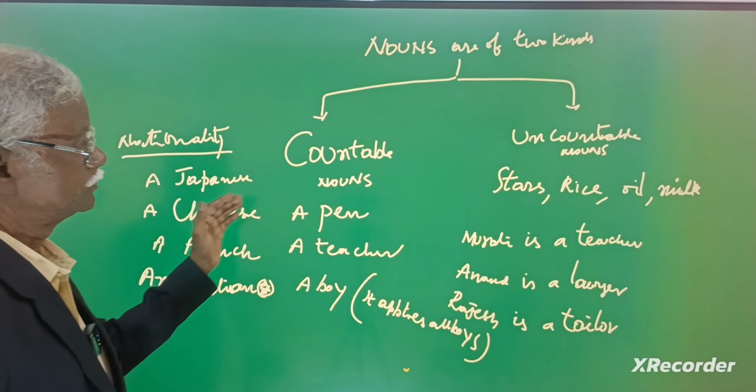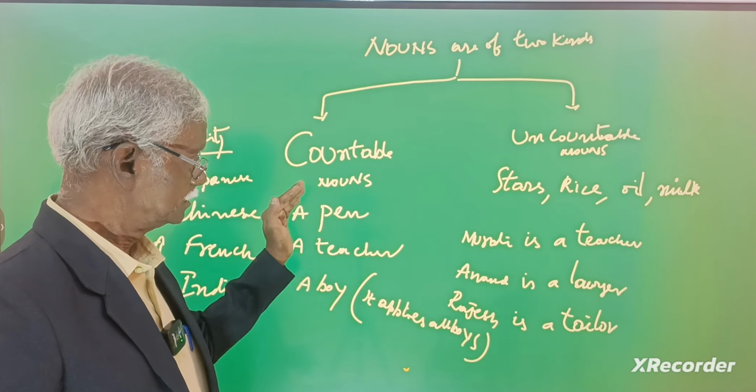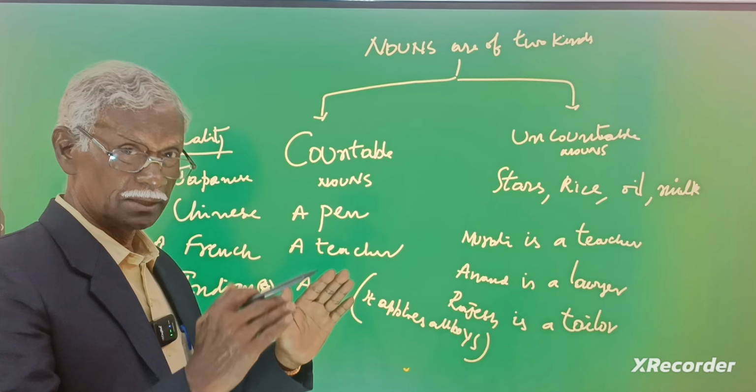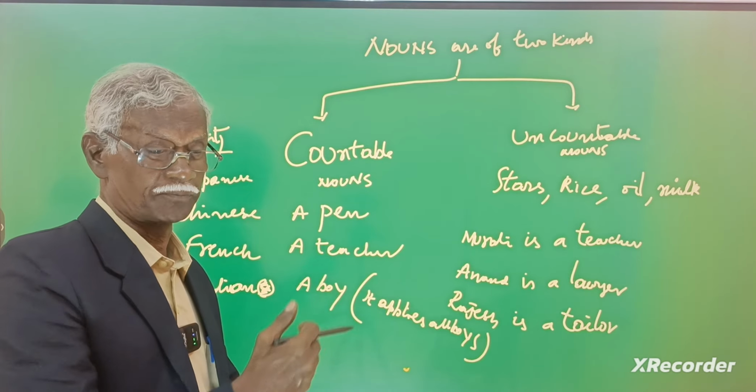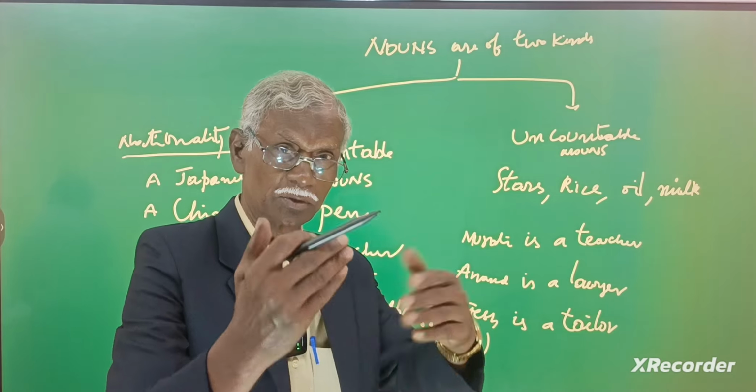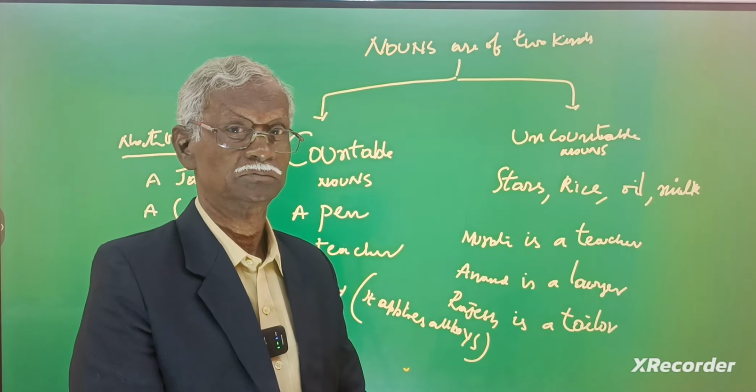So this is what countable nouns, uncountable, only indefinite article I am talking about. Indefinite article. We will continue in the next class tomorrow. Understand?